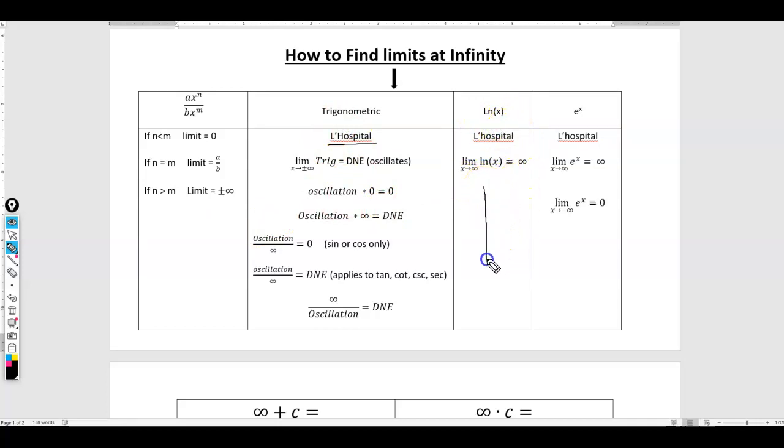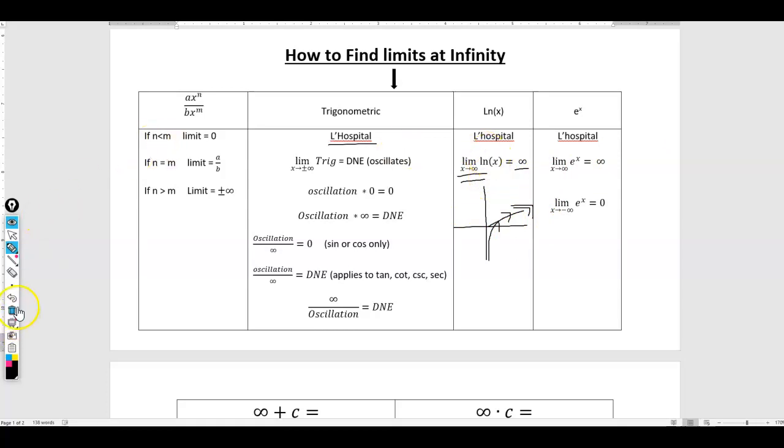For Ln, you're going to solve L'Hopital once again. And we talked earlier about the graph of Ln. Ln looks something like this, right? If you're going off into infinity, as you can see, the graph just keeps going higher and higher and higher, very slowly, but it does. So it goes to infinity as x goes to infinity.